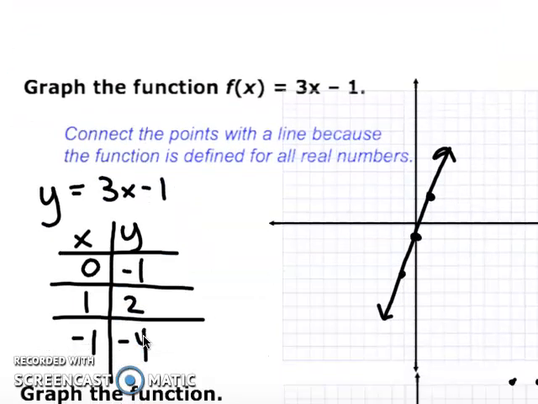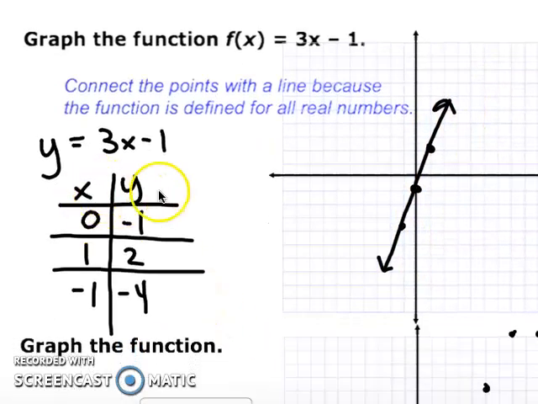Now, if the graph is f of x equals 3x minus 1, and you are picking the points, they don't give you a set table of them. You are picking the points, so you could pick positives, negatives, decimals, fractions, whatever. Then you will connect the points because it's continuous. It means all of the points on that line.